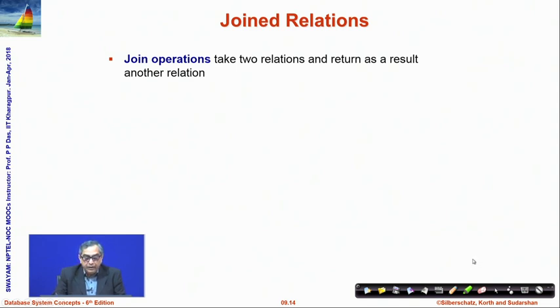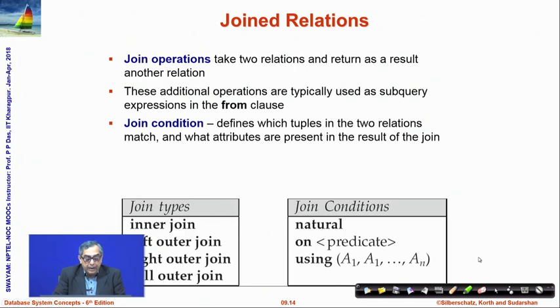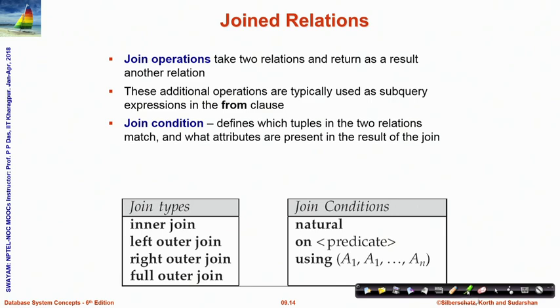So, if we look into the join relations in general, it takes two relations and returns a result, and those additional operations are used in the subquery in from, and there is a set of join conditions. So, these are the join conditions that we are specifying, whether it is natural, and we will soon see that we can actually not depend only on the attributes that are common. We can actually specify which attributes should be used in computing the join. So, those are the on condition and the using clause. We will just illustrate them soon.